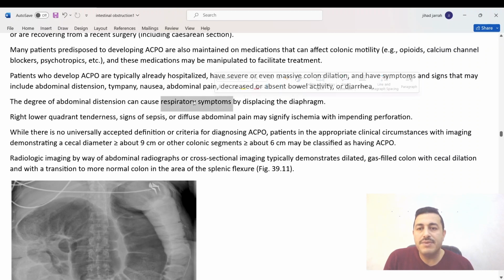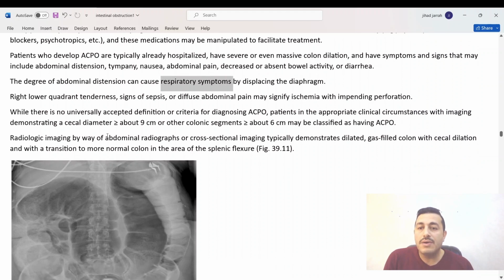Respiratory symptoms can be present if we have severe distension that may compress or displace the diaphragm. Perforation can happen and lead to tenderness and signs of sepsis. This may signify ischemia with impending perforation.